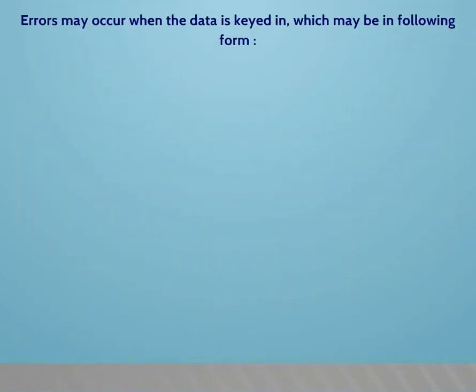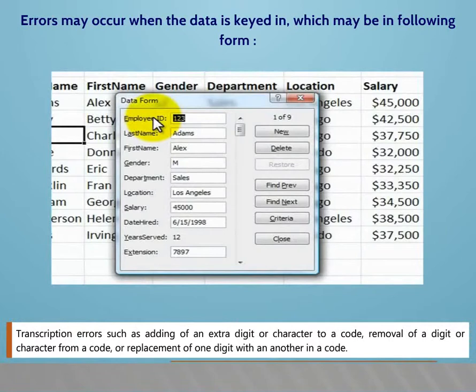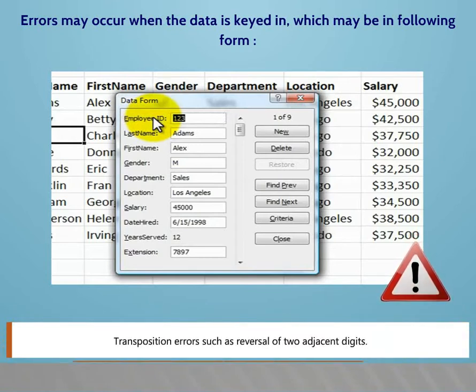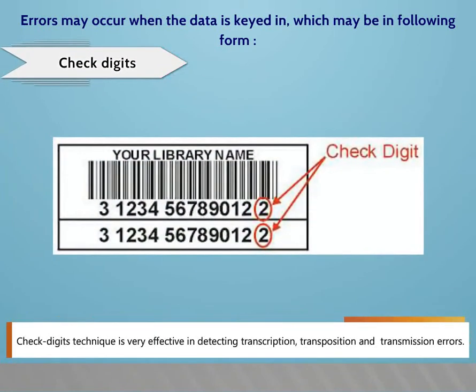Errors may occur when the data is keyed in, which may be in the following forms. Transcription errors such as adding of an extra digit or character to a code, removal of a digit or character from a code, or replacement of one digit with another in a code. Transposition occurs such as reversal of two adjacent digits. Check digits. The check digits technique is very effective in detecting transcription, transposition, and transmission errors.